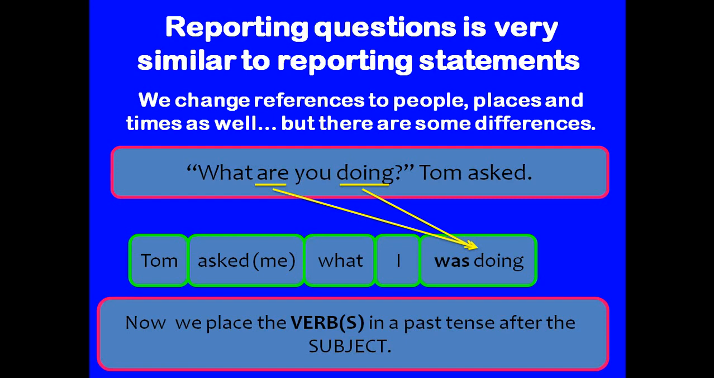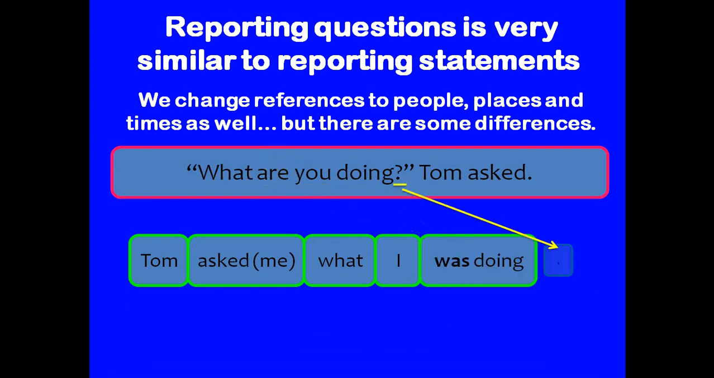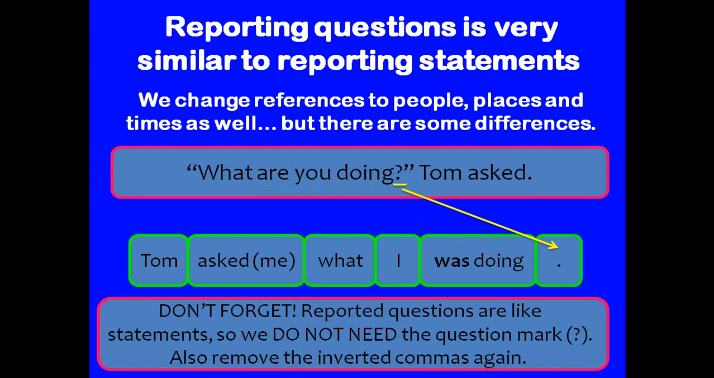So now we place the verbs in the past tense after the subject. So are doing became was doing. And also we now place the subject before the verb, because the word order is the same as the statement. So in order to change a question from direct to indirect, we change the word order from a question into a statement. That's to say, we didn't say what was I doing, but we said what I was doing. So we changed it into the form of a statement, not the form of a question.